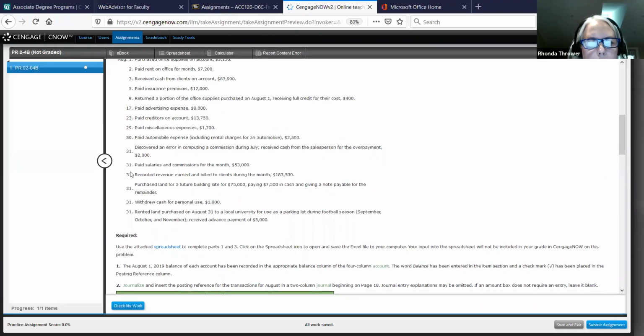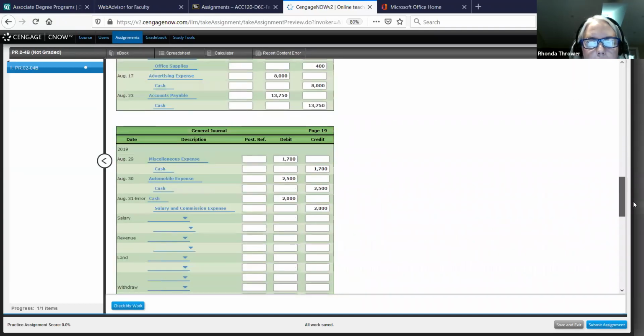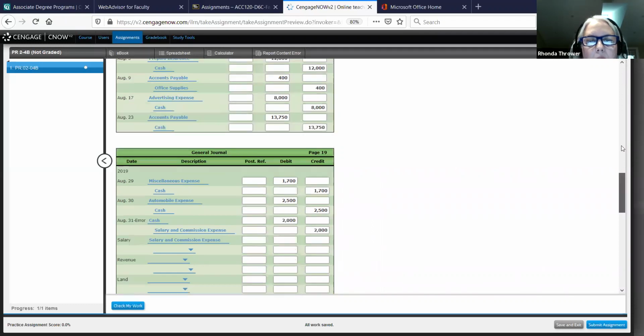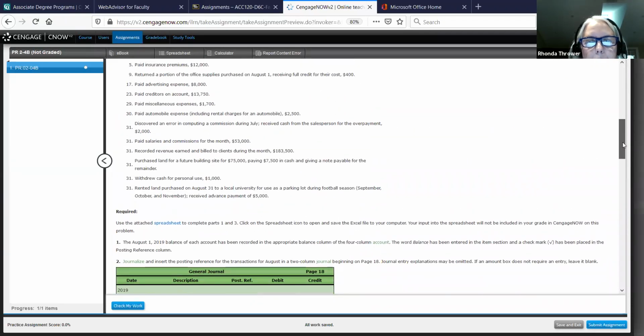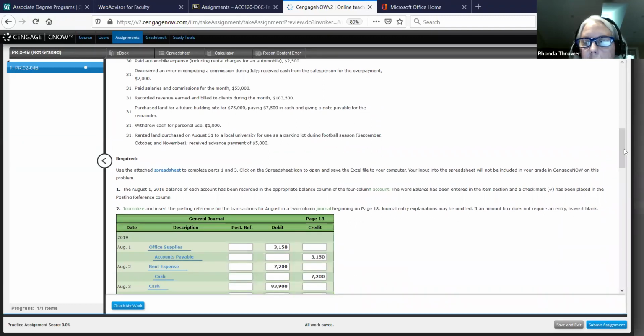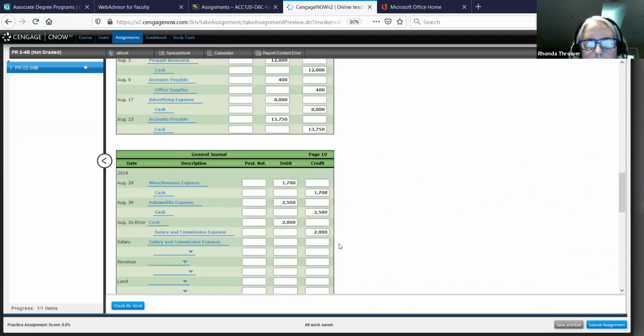On the next 31st, we paid salaries and commissions for the month at $53,000. So now we're going to pay our salespeople salaries and commissions. It's an expense to us. Our expenses are going up by the amount that we're paying to them. And we're paying them $53,000. And then I'm going to credit my cash account because we're paying the salaries for $53,000.